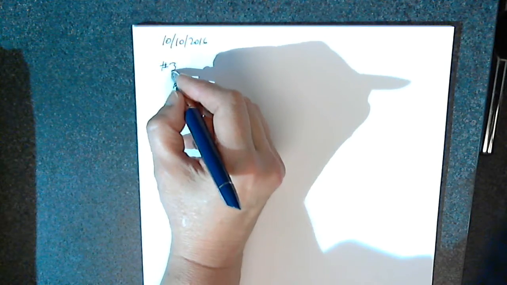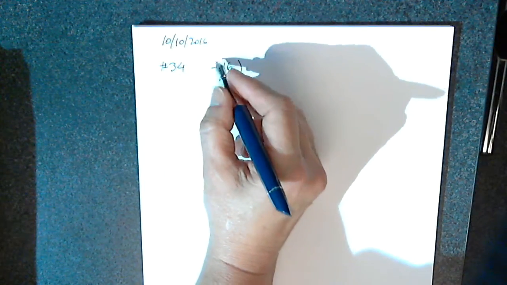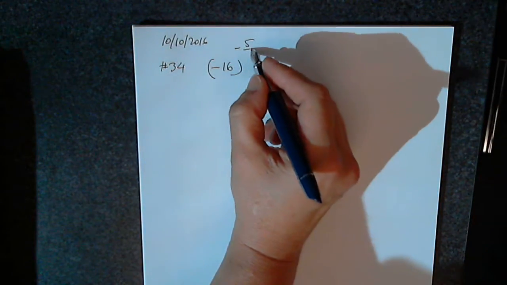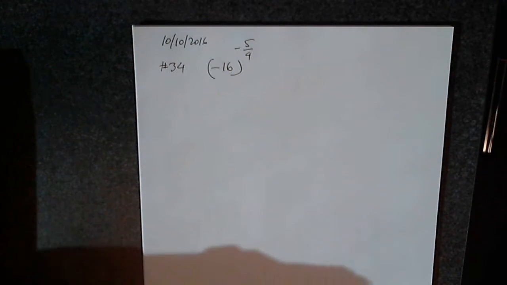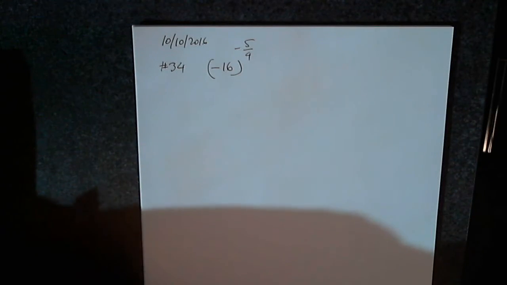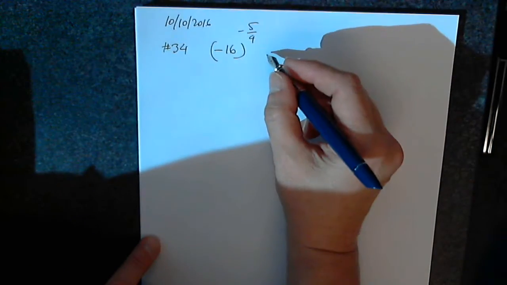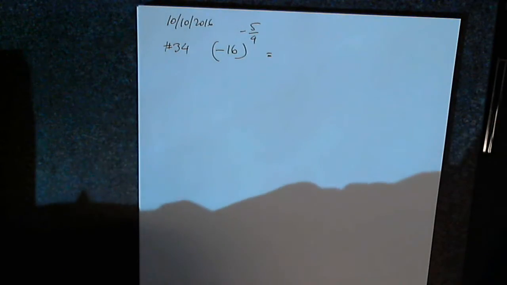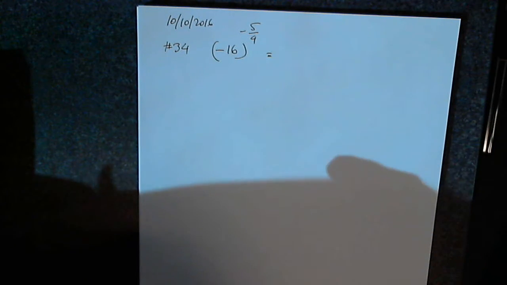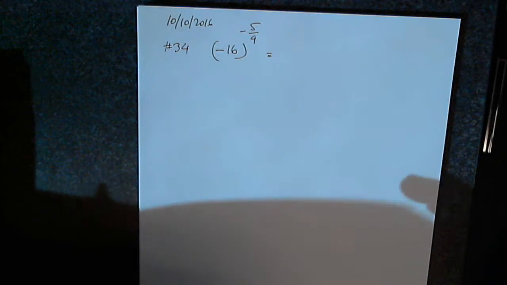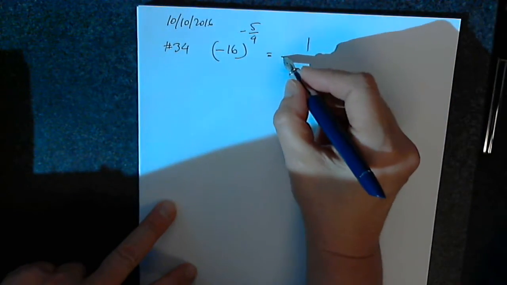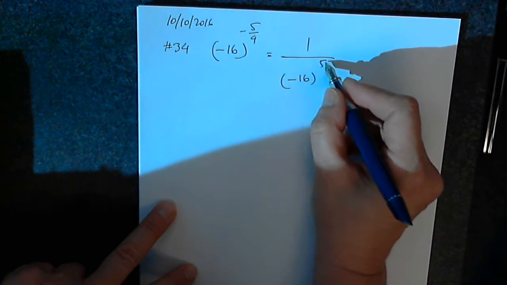Okay, so let's continue with 34, which is negative 16 raised to negative 5 over 4. Write with positive exponents and then simplify if possible. So first let's rearrange this using a radical. Can I replace this by a radical? Yes, that will be first, so it's 1 over, if you want, negative 16 raised to 5 over 4.